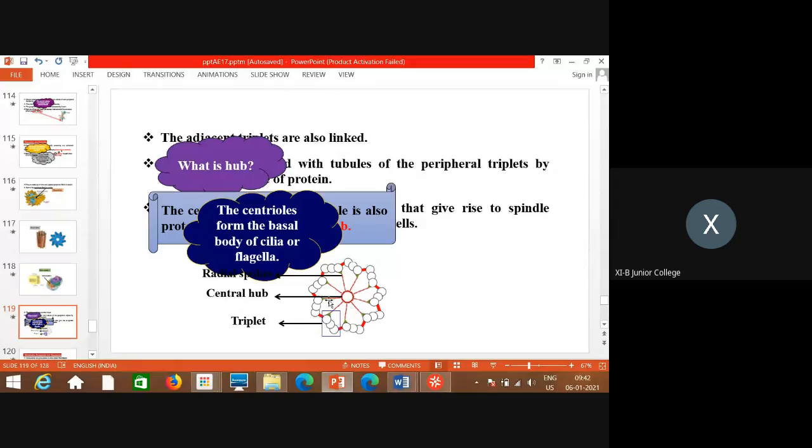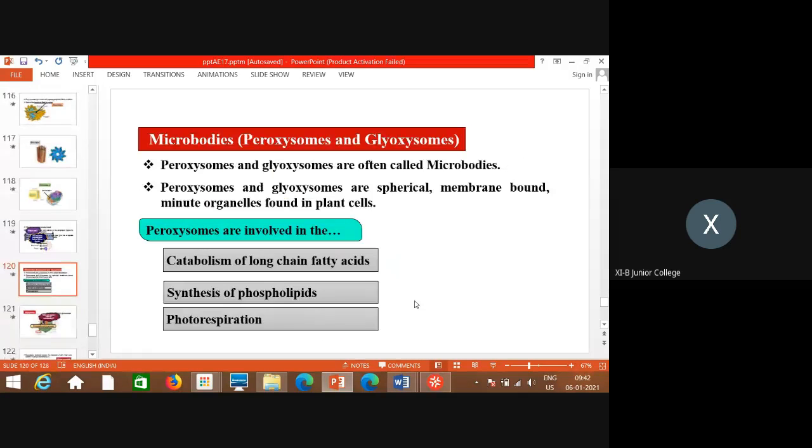As I was telling you, this is the structure seen in the diagram in your textbook. The central core is called the central hub, which shows the peripheral triplet forms of microtubules, which are made up of tubulin. So these are the microtubules in triplet form, and the central core or central part is called the hub. So this is the structure of the centrosome.